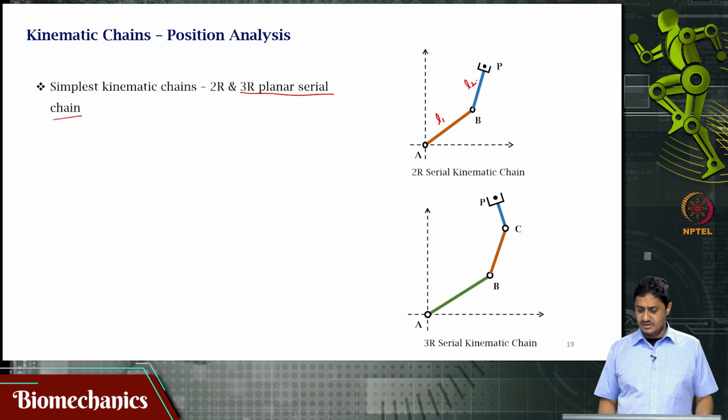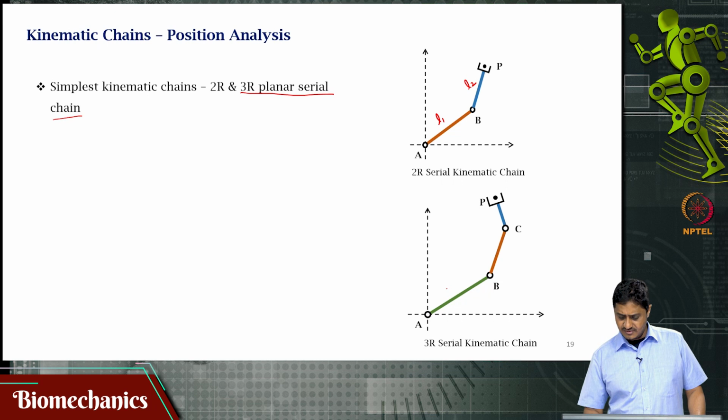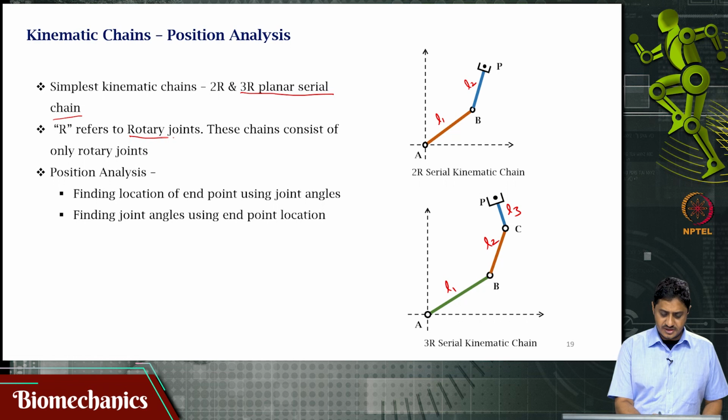So, in the 2R serial kinematic chain. In the case of the 3R chain, there is an AB with length L1, there is a BC with link length L2, and there is a CP with link length L3. Of course, R here refers to rotary joints. These chains consist of only rotary joints. For the purpose of this discussion, you assume that these chains have only rotary joints.